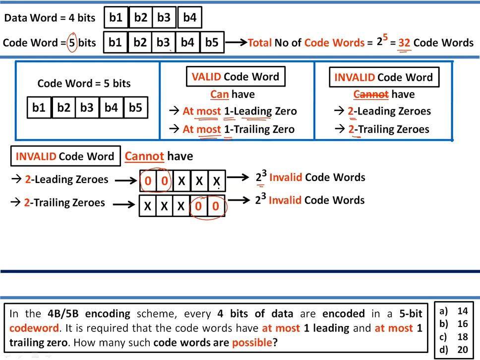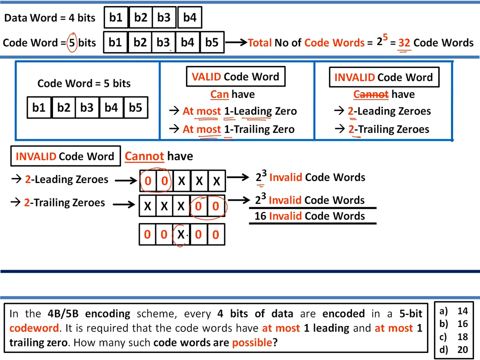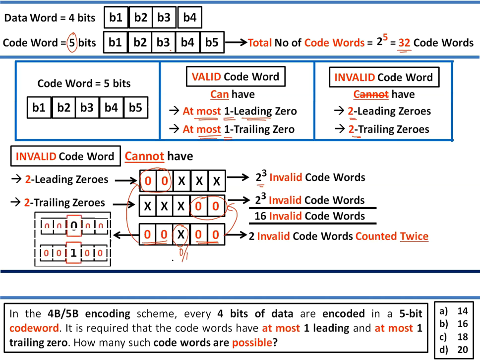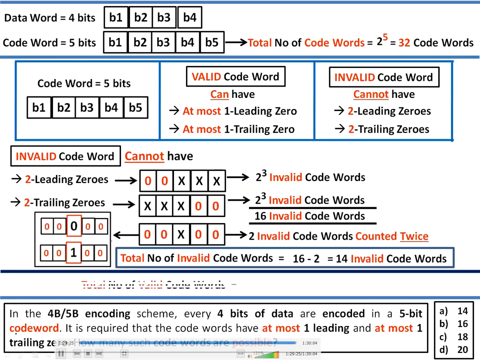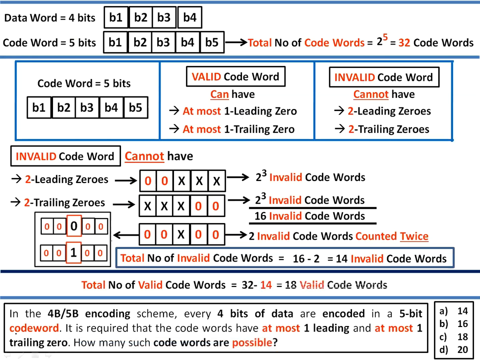But the sum is 16, out of which some are counted twice. Yes or no? Here I identified, here also I included. So two invalid code words are counted twice. One will be 0, the other one will be 1, guys. So the total number of invalid code words will be 14, guys. So valid code words will be 32 minus 14, that is 18, guys.